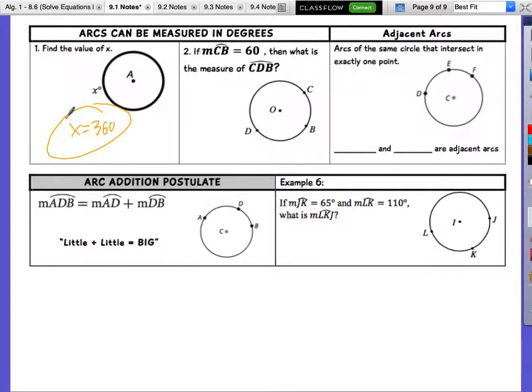Measure of arc, hey guys, second one. If measure of arc CB is equal to 60 degrees, then what is the measure of arc CDB? Think about it for a second, don't blurt.